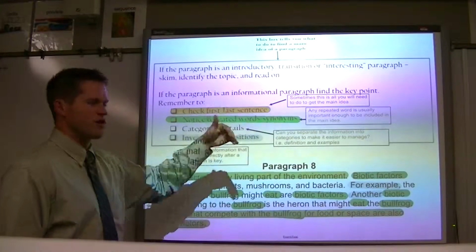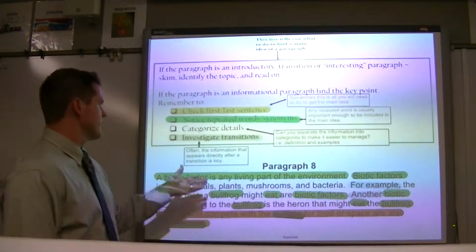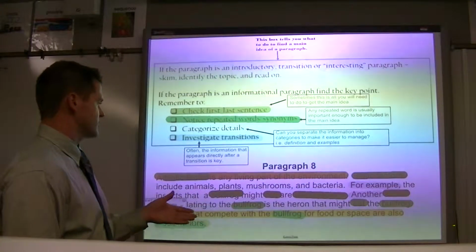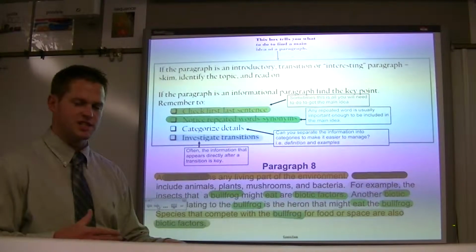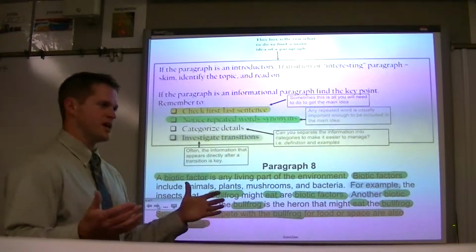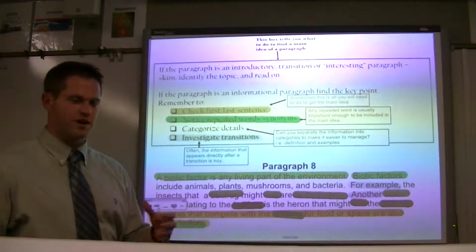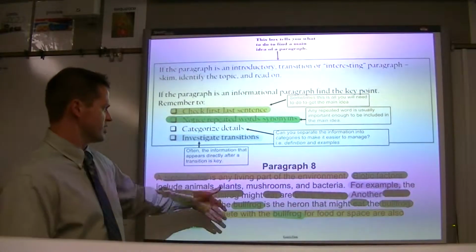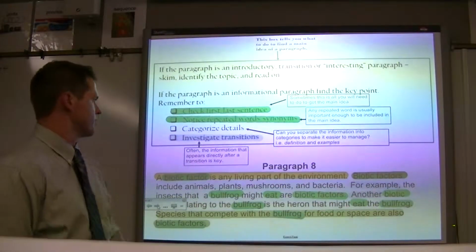Now, if you still, after going through those two steps, you still don't know the main idea, you can go to this next step, which is to categorize details. All right, so in other words, can I divide this information into different categories? That makes the information much more manageable. Right? If you chunk things, you can deal with it in smaller pieces. It's much easier. So for this paragraph, I've got the categories definition and examples.